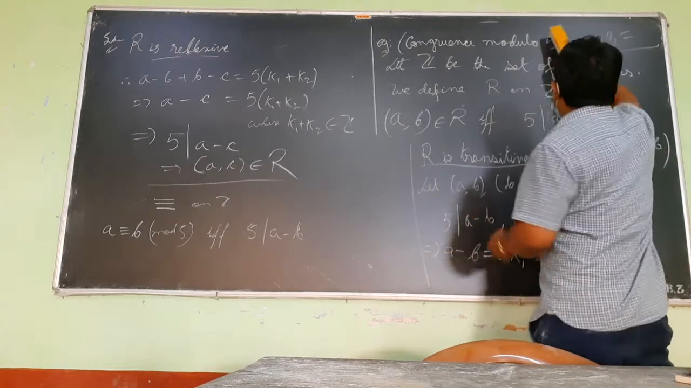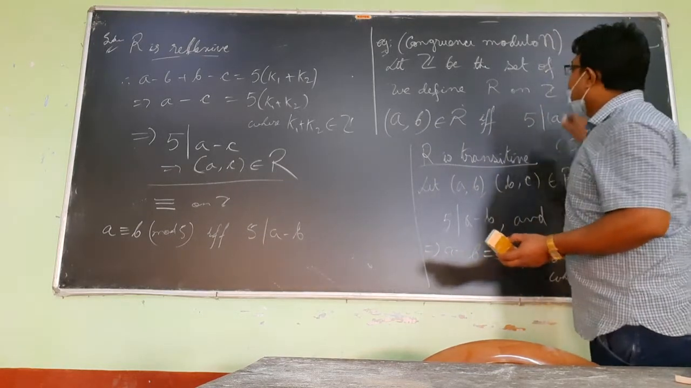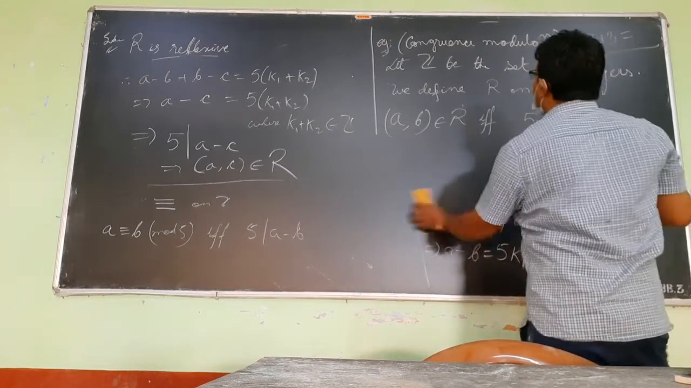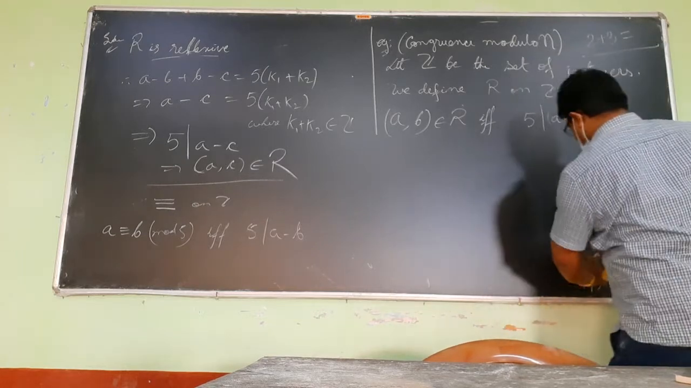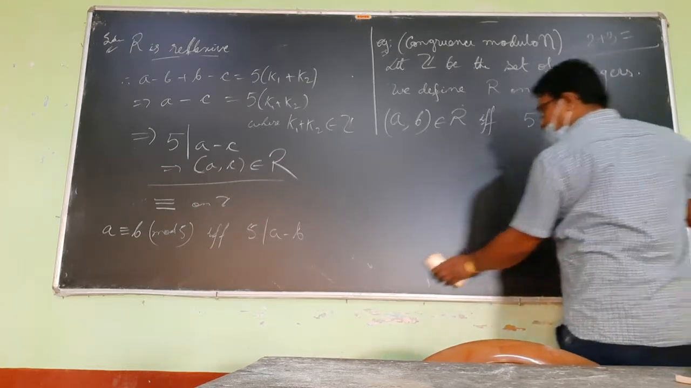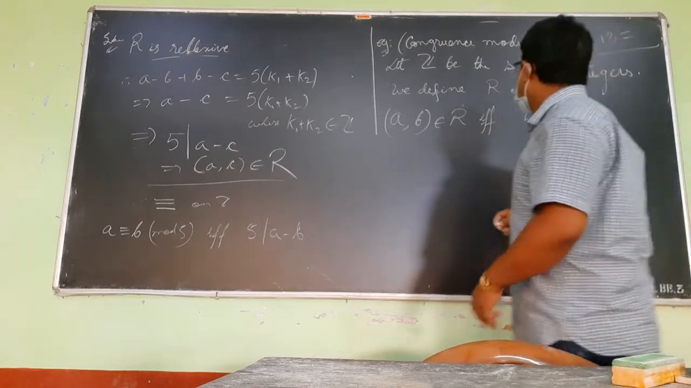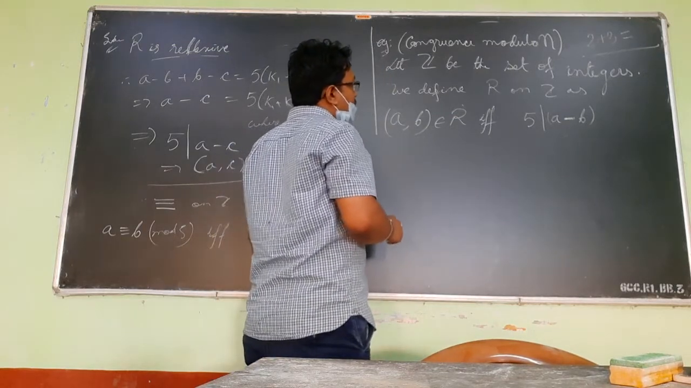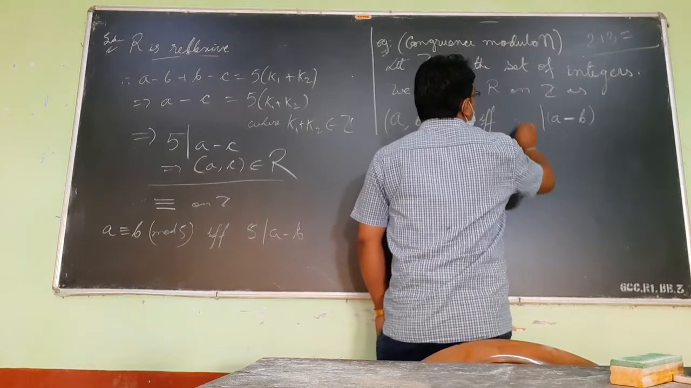So you can do it in general. Congruence modulo n. Let Z be the set of integers, and we define R on Z as (a, b) belongs to R if and only if n divides a minus b.